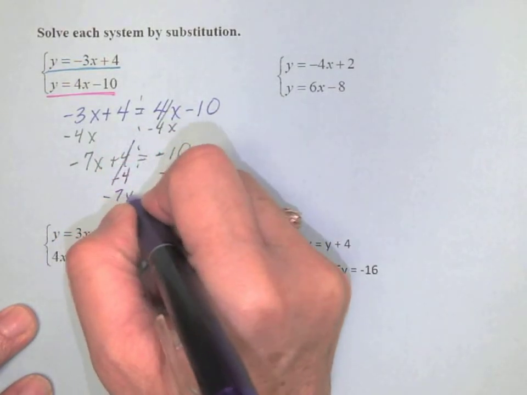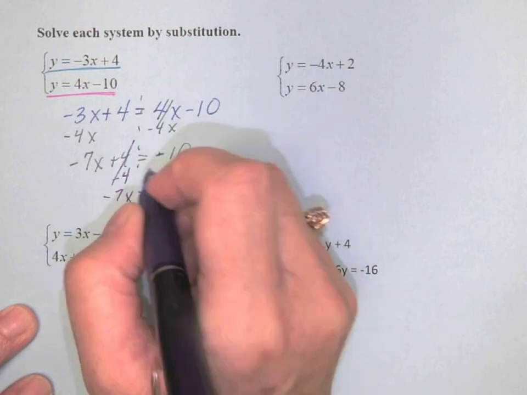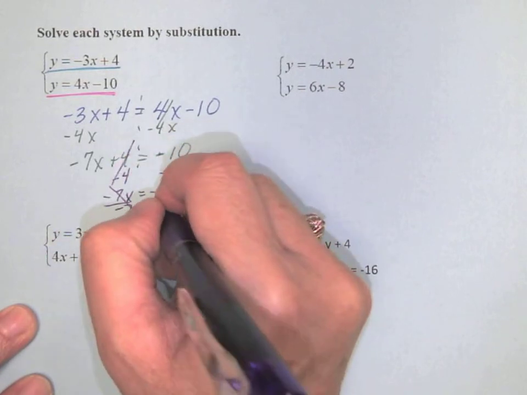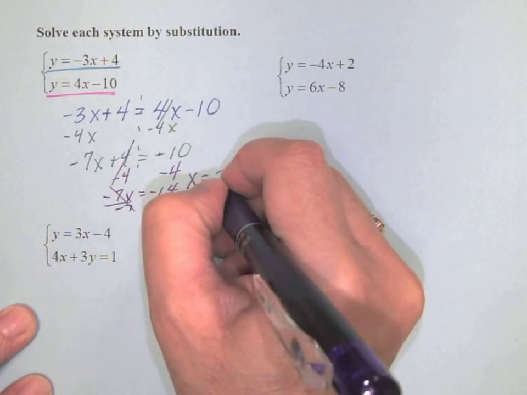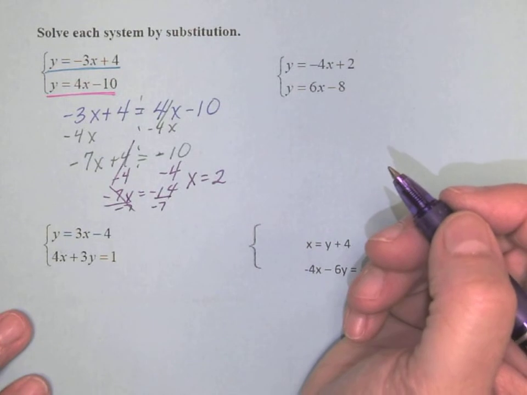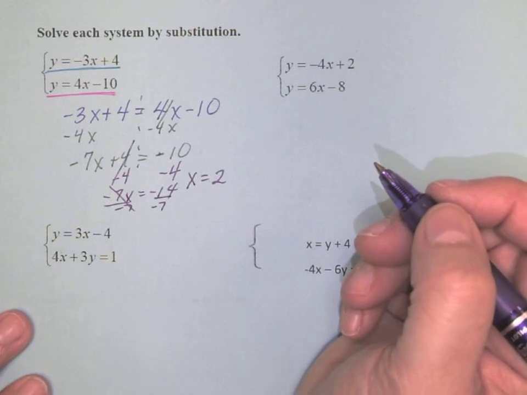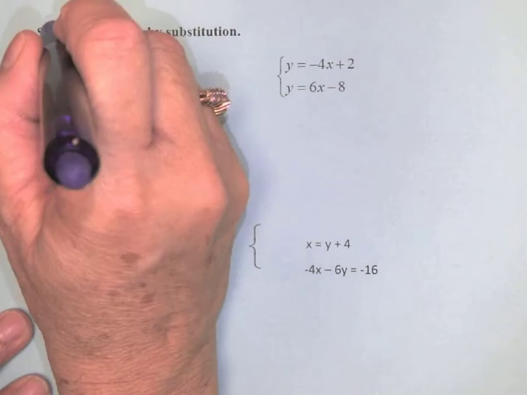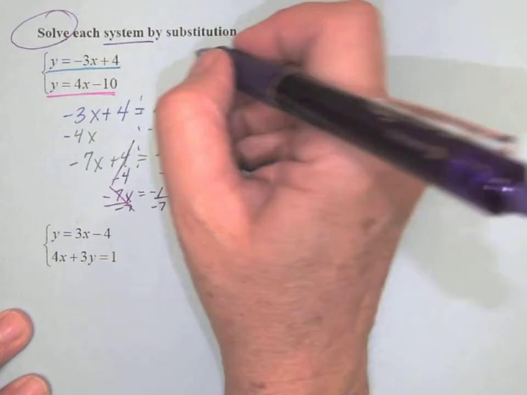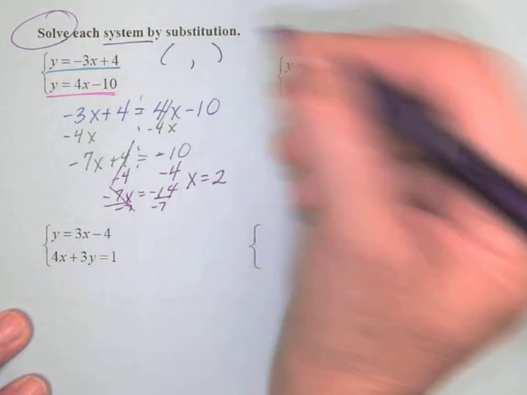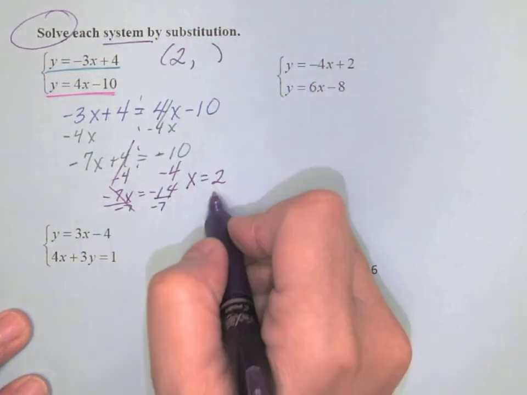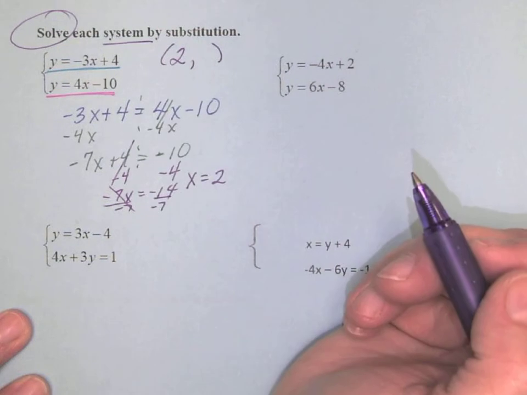Subtract the 4 and divide by your -7. So what does x equal? 2. Now all I did was solve for x. I am not finished. I want to solve the system. The solution is the point where the lines cross. All right, I found x, but I need y.